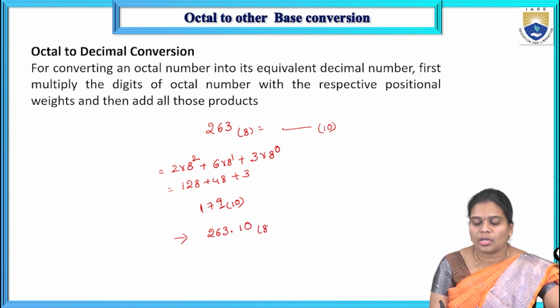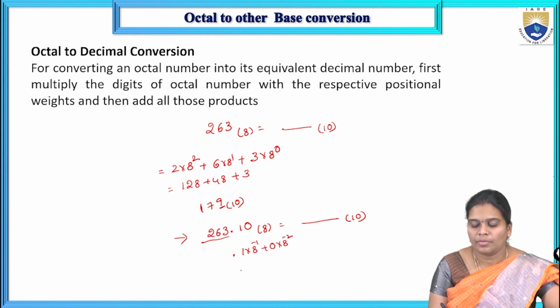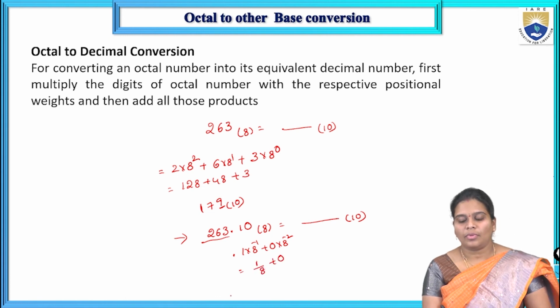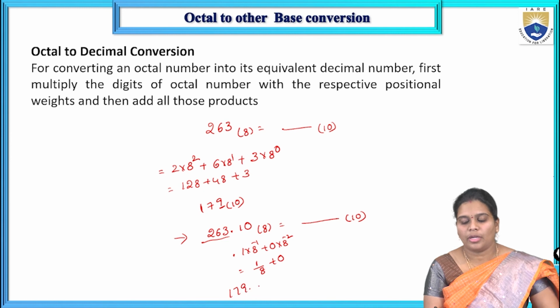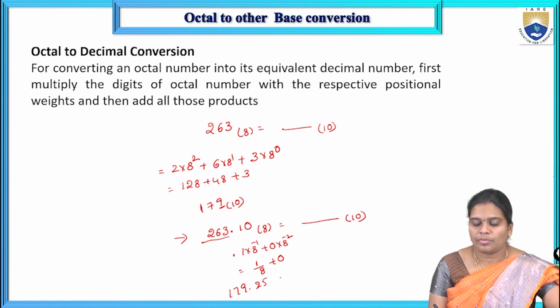So this is the octal value. Now we are converting this octal to the decimal value. On the left side we are multiplying by 8 power 0, 8 power 1, 8 power 2. On the right side, 1 into 8 power minus 1 plus 0 into 8 power minus 2. Okay, so 1 by 8 plus 0. Finally 179.125 base 10. This is the octal to decimal conversion.